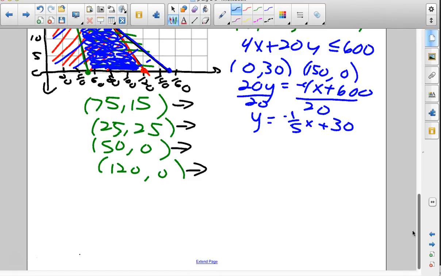All the way back up to the top for our objective function, which was 6x plus 20y. And bigger numbers, we might want to grab the calculator and punch these in, or we might be sick of doing all this stuff by hand at this point. So 6 times 75 plus 20 times 15. 750.